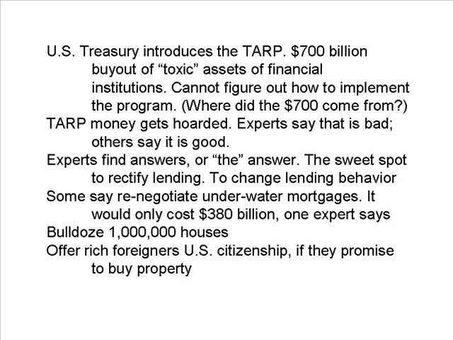Experts were trying to find the answer. Is there an answer? For example, one guy comes along, he says, well, what you've got to do is get the price of houses up. So he said, go renegotiate all the underwater mortgages out there. He said that this would only cost the U.S. government $380 billion. Another guy said, well, get rid of the supply, bulldoze 1 million houses. Another person had a solution, bring rich foreigners in, offer them U.S. citizenship, but they promised to buy property. Anyway, all along there was this idea that there was a solution so long as we tried to do it.